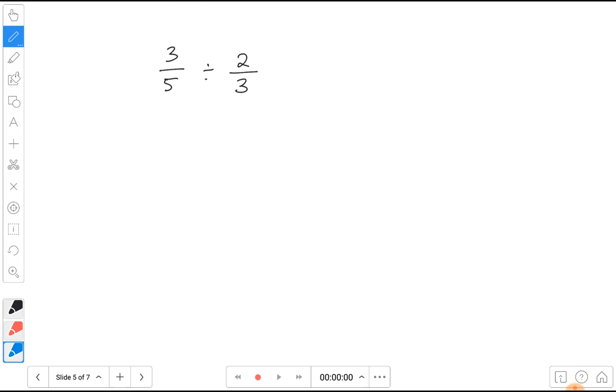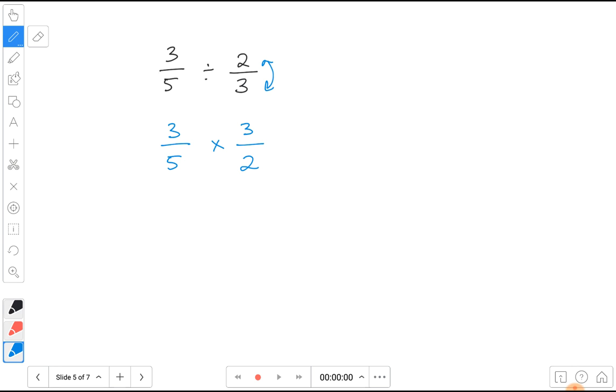Division is much the same as multiplication, actually. What we do is we take the first fraction and then we multiply by the reciprocal. So what that means is 3/5 multiplied by, we take 2/3 and we flip it upside down. We swap the numerator and denominator like this. So 3/5 divided by 2/3 is the same as 3/5 times 3 over 2.